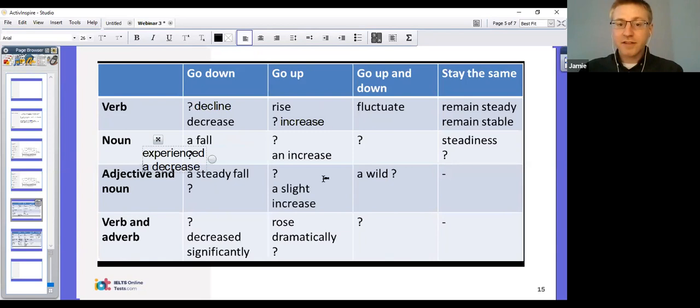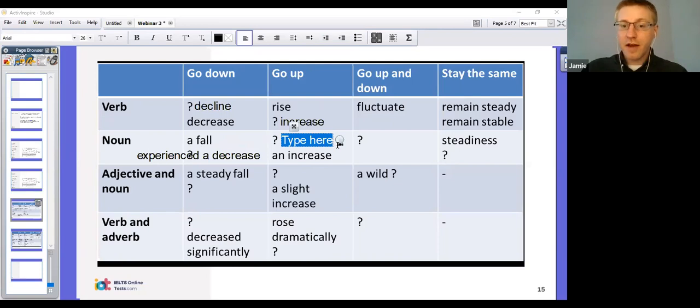And what about the noun for go up? We have an increase. It experienced a move up is a verb, so that would be fine for a verb, Galaxy, but for a noun, a rise, Ravathi, exactly, a rise. So you can say, you know, aluminium cans experienced a rise over the period.